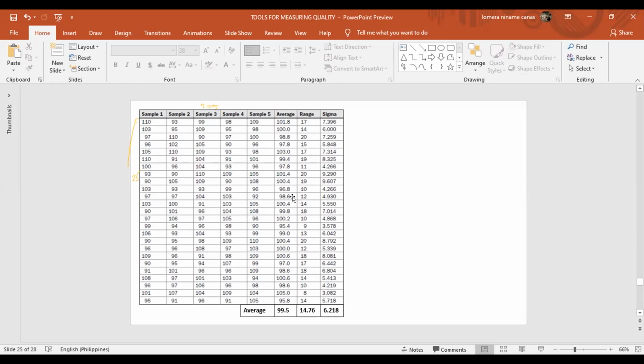The table also presents the average or the grand mean of the total observations, which is 99.5, and then the grand range, which some references denote as R bar, which is 14.76, and then the average sigma or average standard deviation is 6.218. Okay.